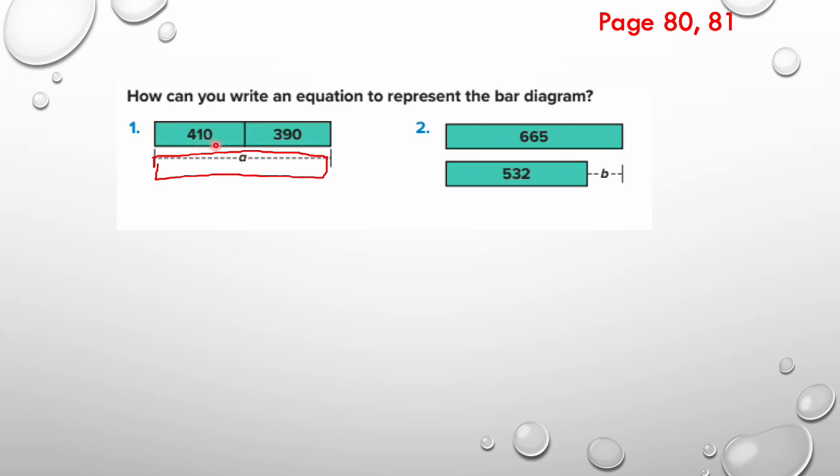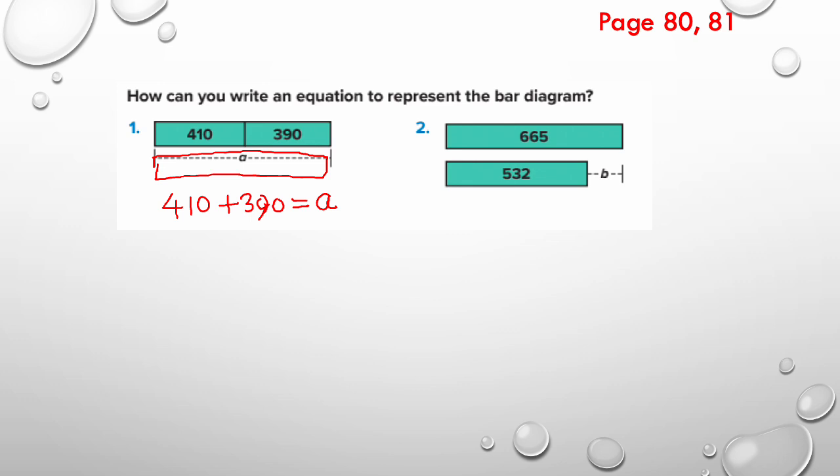So when you make an equation, if you are adding, the biggest one will be the answer. If you are subtracting, the biggest number will be the first. So I'll write both equations here, the plus and the minus equation. If you do plus, this will be 410 plus 390 equals A. This is the addition equation.